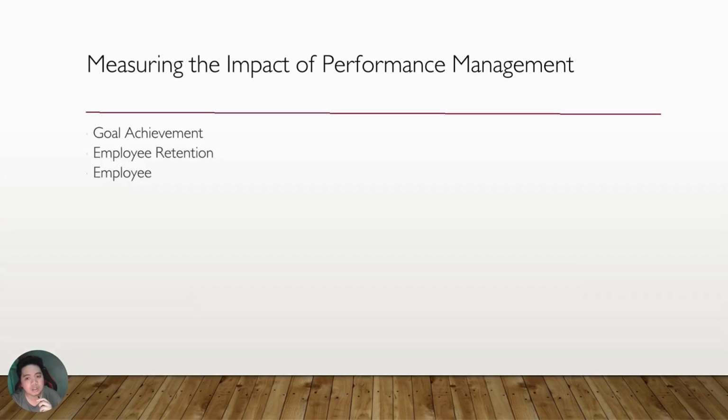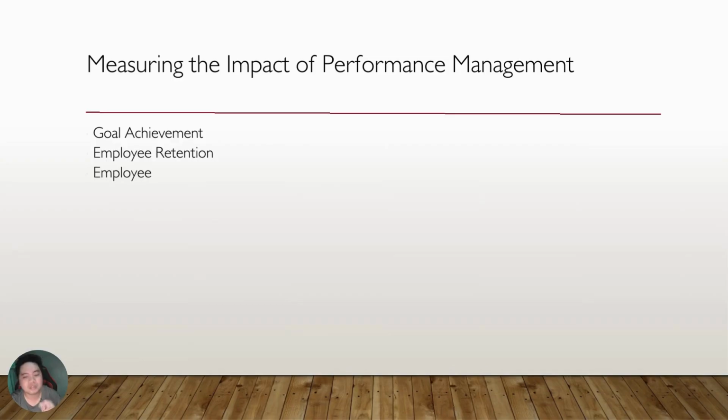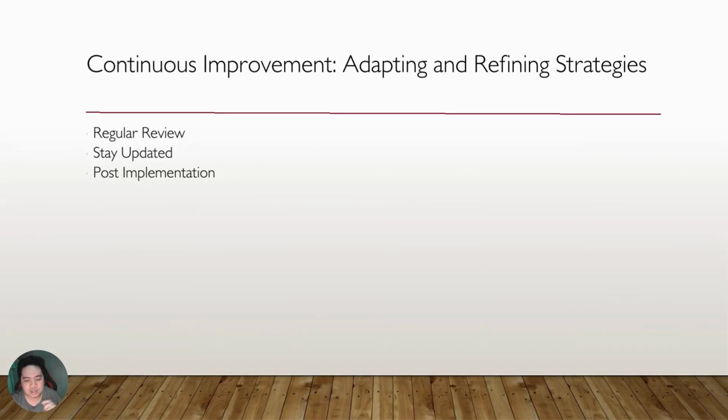Next is continuous improvement by adapting and refining strategies. Sorry, first we need measuring the impact of performance management. It deals with goal achievement, employee retention, and the employee themselves. Let's go back to continuous improvement, adapting and refining strategies.